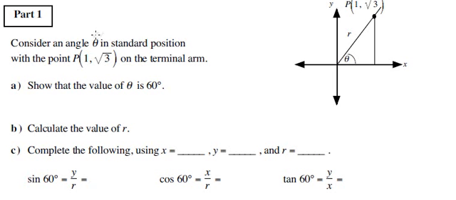Consider an angle theta in standard position with point (1, root 3) on the terminal arm. Okay, so here's our angle. It's in standard position, as they said. This means 1 unit to the right, root 3 units up. So there's our 1, there's our root 3.